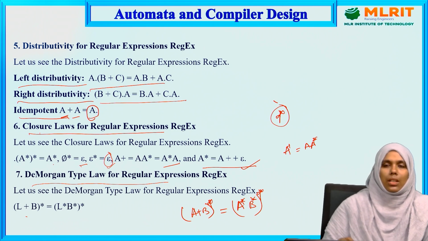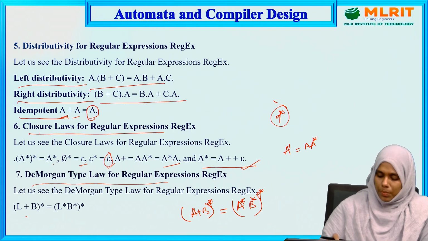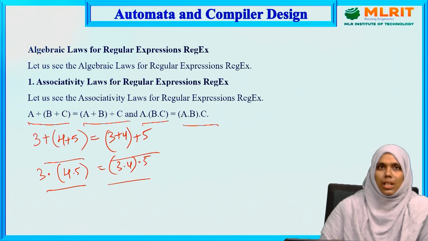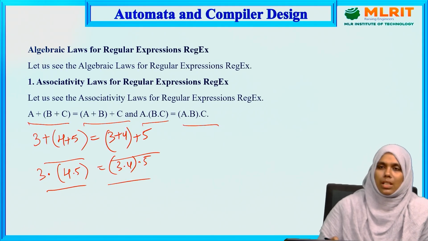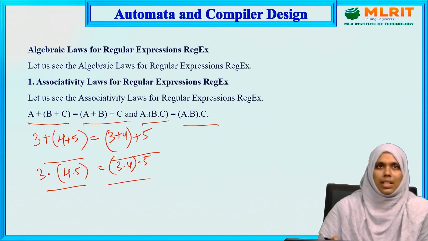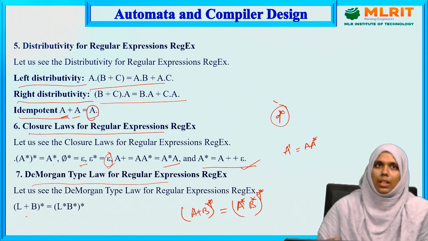So these are the laws which we have seen in regular expression. Before doing the problems on regular expressions, we have to discuss the laws. Some of the laws we discussed in today's session are: first the associative law, then commutative law, identity law, annihilator law, distributive law, closure property, as well as De Morgan's law.